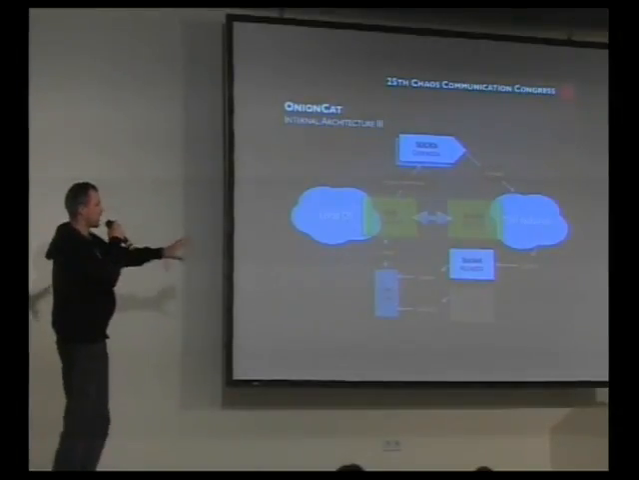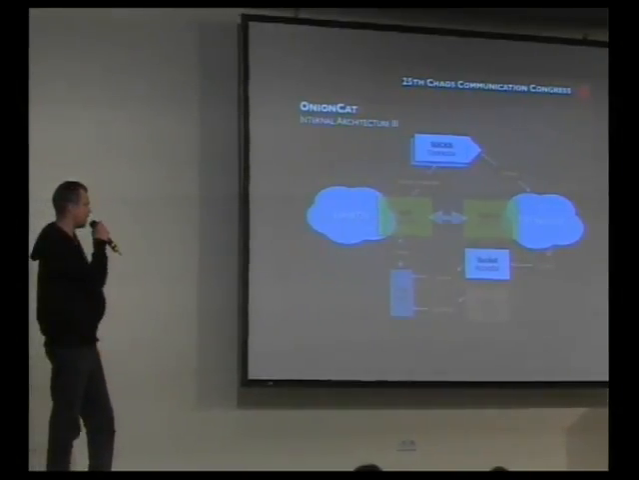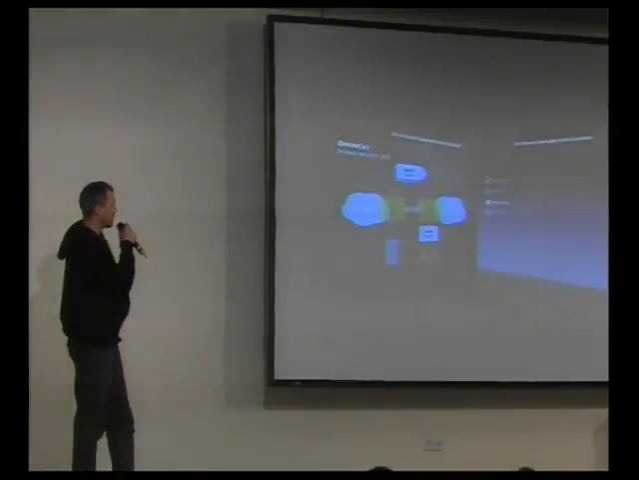Okay, that's more or less all that happens in OnionCat. So let's have a look at applications. What can we now do with this? Well, basically there are two applications we can think about. One is the traditional VPN use. We can just use it as a VPN across Tor.